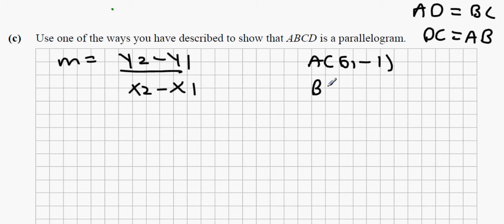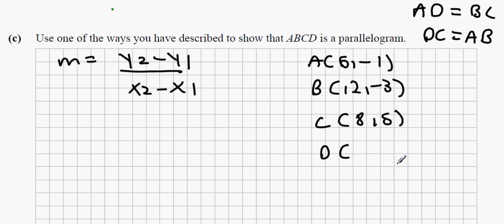B. Okay, B being 12, minus 3. C being 8, 5. And D being 2, 7. Okay, so we'll get started here.